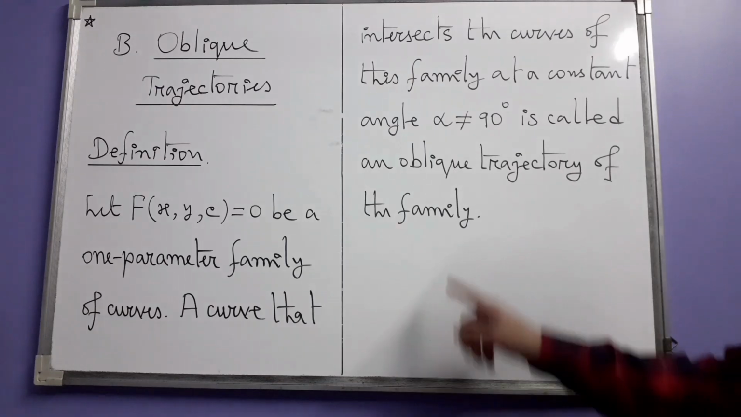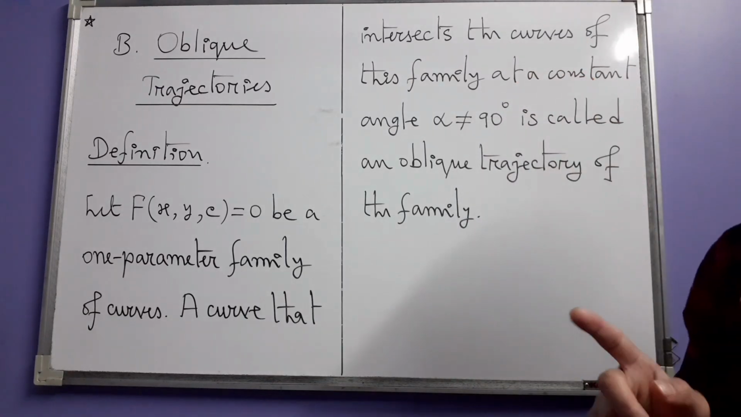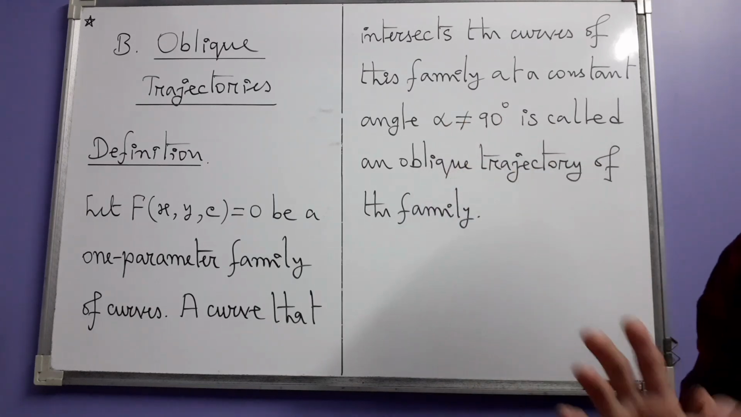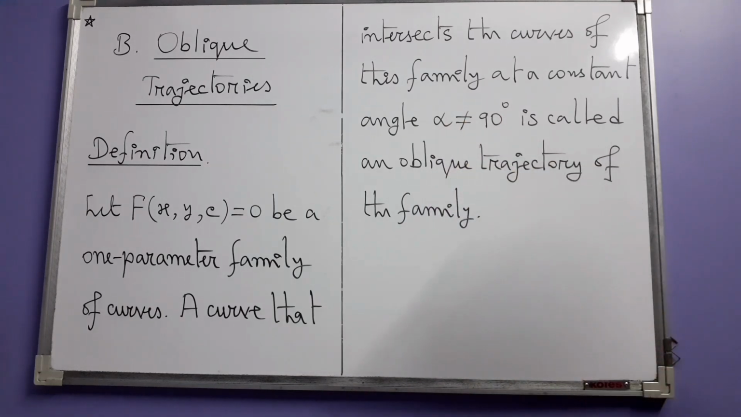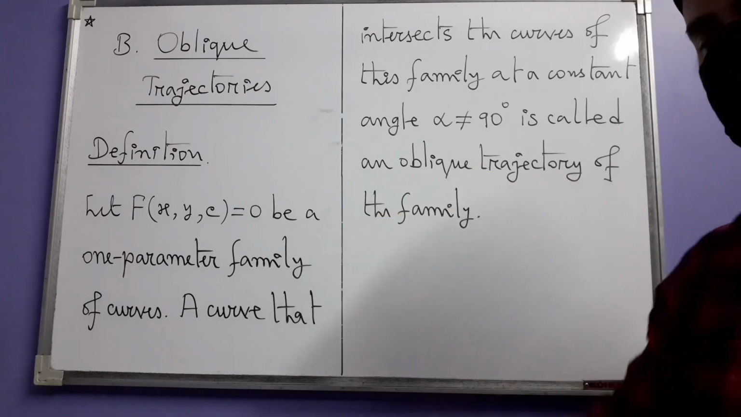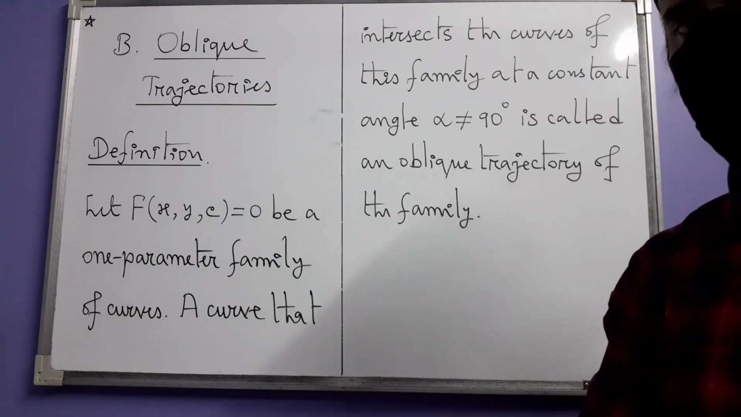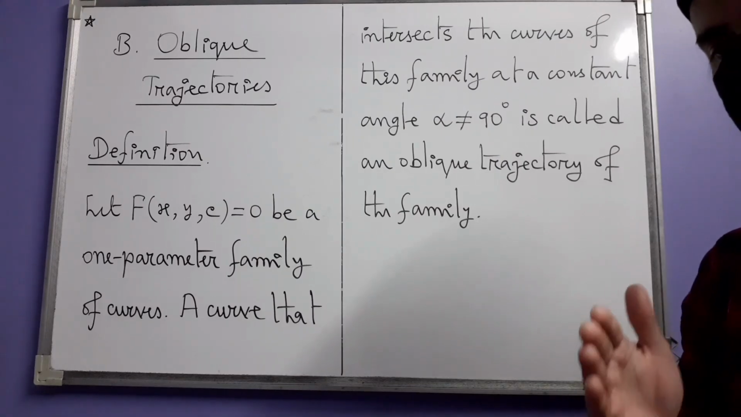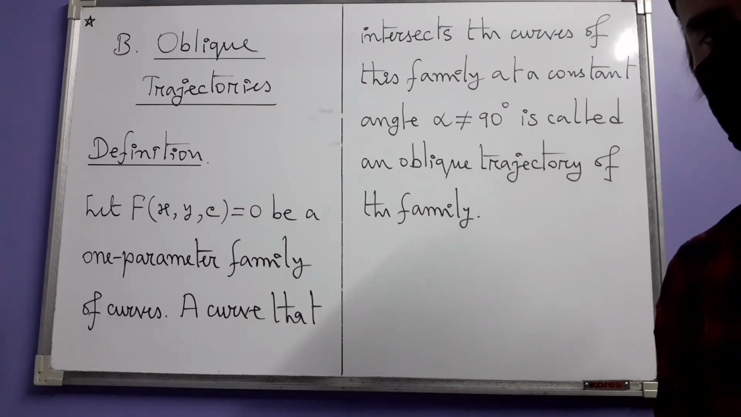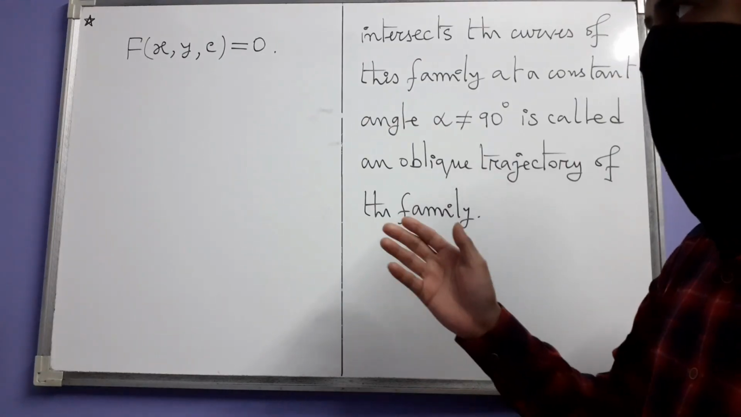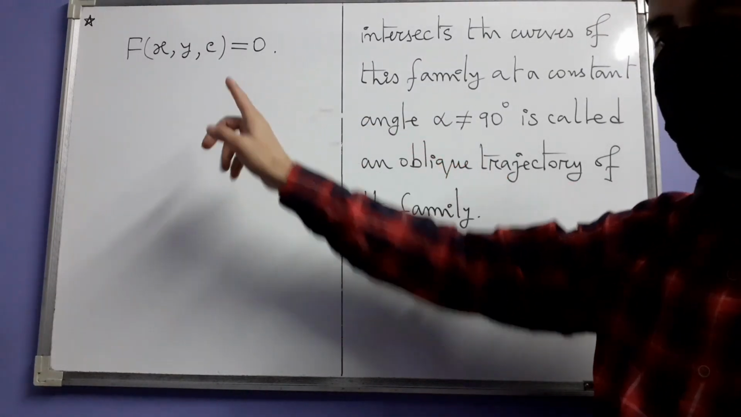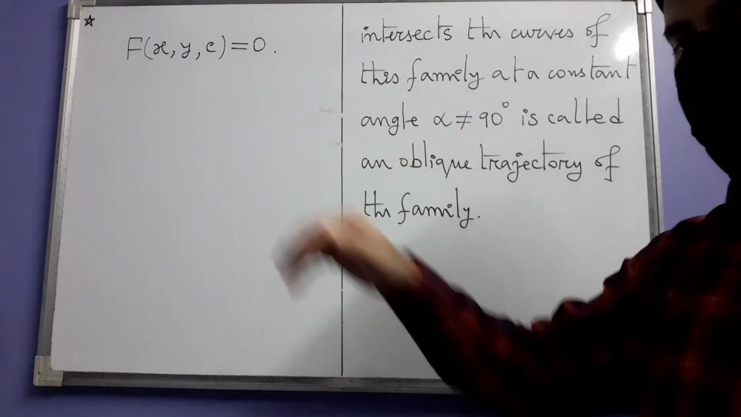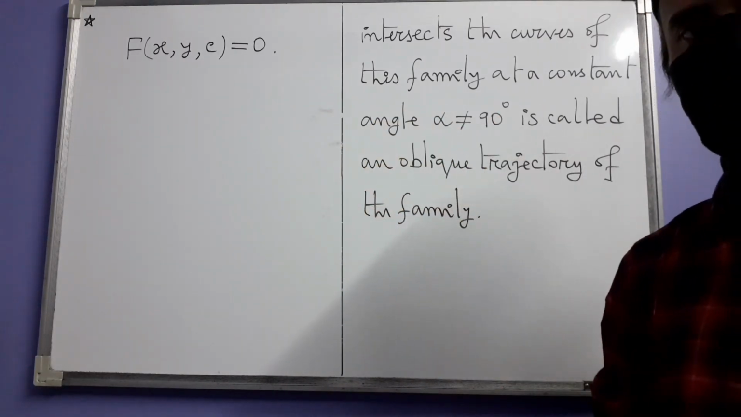Now a curve that intersects all the curves of this family at a constant angle alpha, which is not 90 degrees, is called an oblique trajectory of this family. For orthogonal trajectory, the angle was 90, but for oblique trajectory it is some constant angle, but that's not 90. Now the next natural question of course is this: given this family of curves, how do we find an oblique trajectory which intersects the curves of this family at this constant angle alpha?